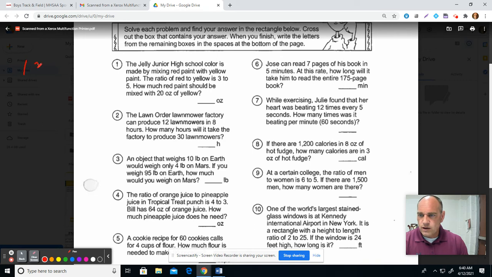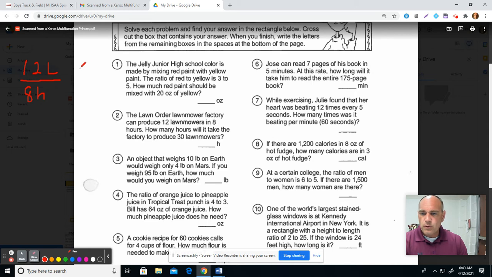I know that 12, and I'm just going to put L for lawnmowers, can be produced in 8 hours. So that's my true statement. 12 lawnmowers I can make in 8 hours. How many hours will it take to produce 30 lawnmowers?